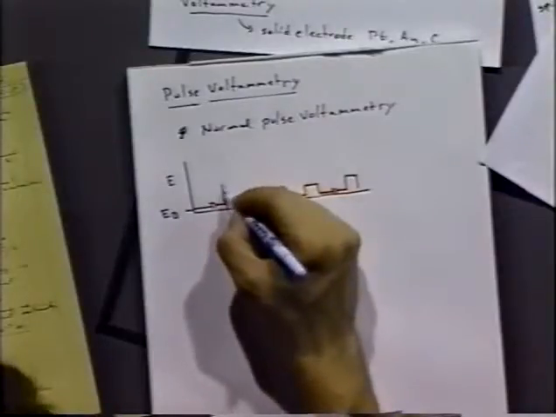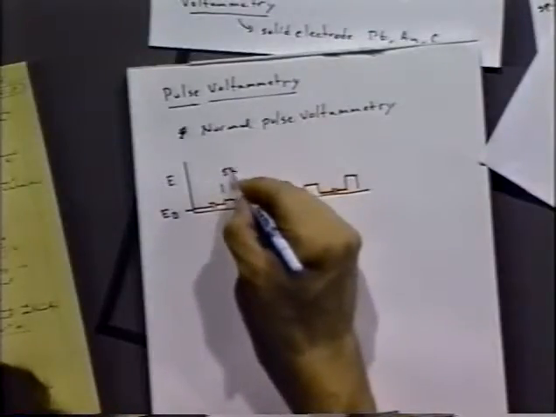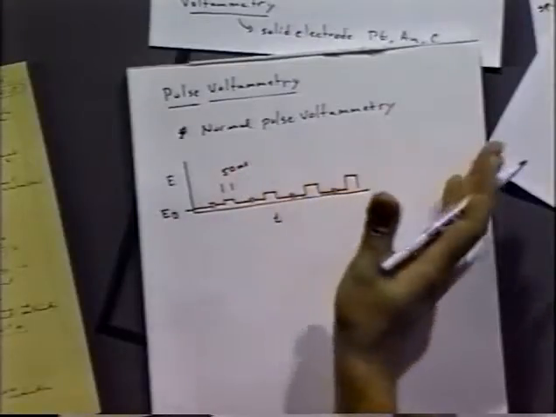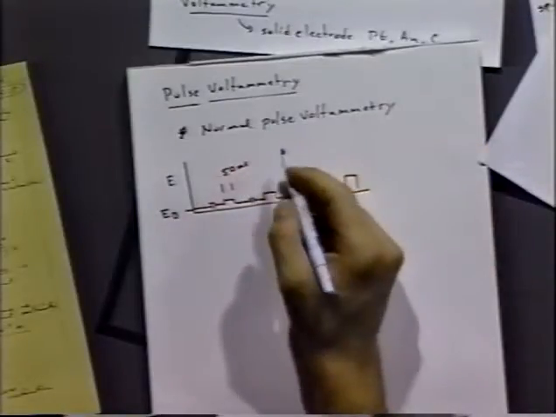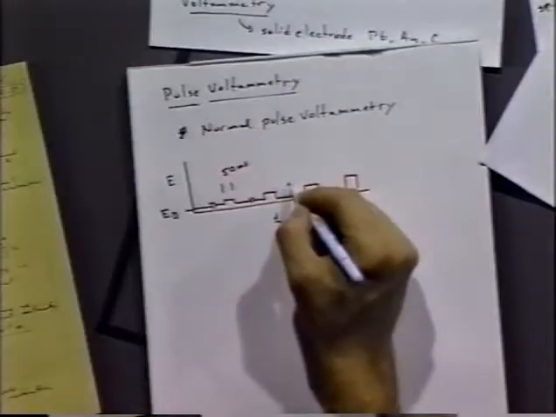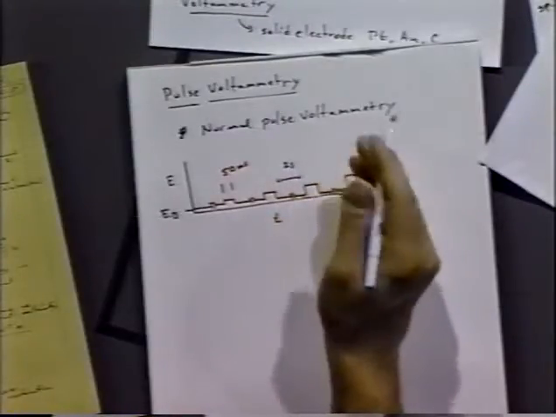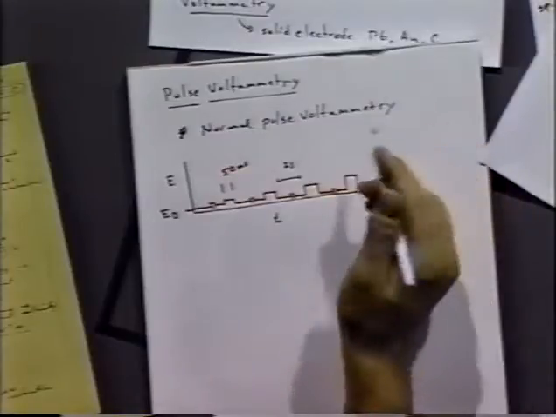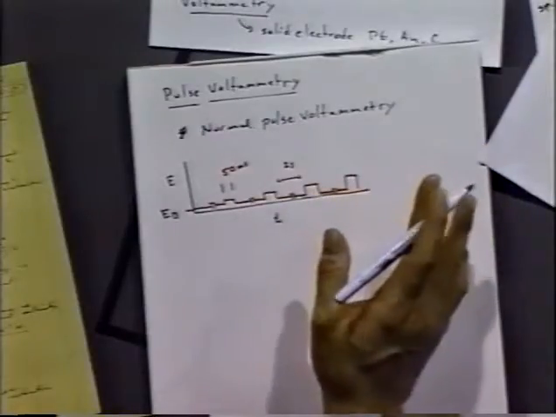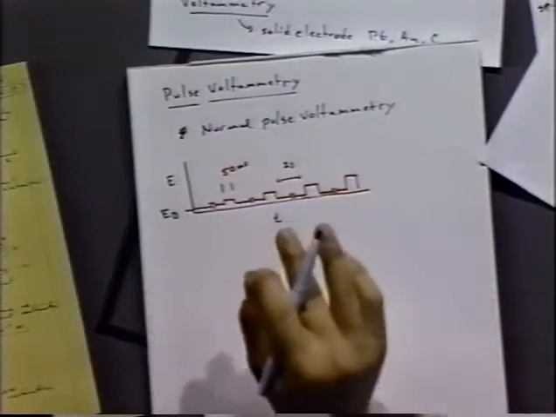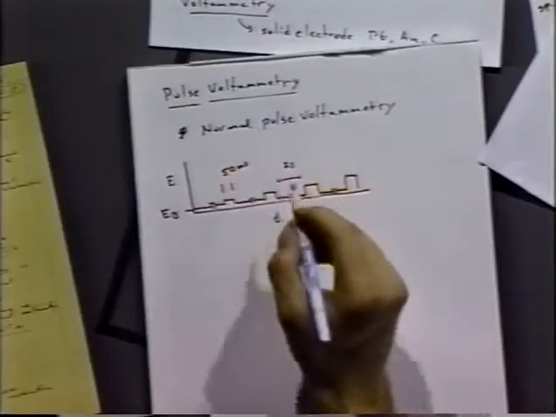And these little pulses are about 50 milliseconds, although it can be a little shorter, it can be a little longer. And the time in between the pulses can be 2 seconds, can be shorter, longer, depends a little bit on the experiment. So in other words, we're waiting quite a bit of time with respect to the time that we're actually pulsing the material.